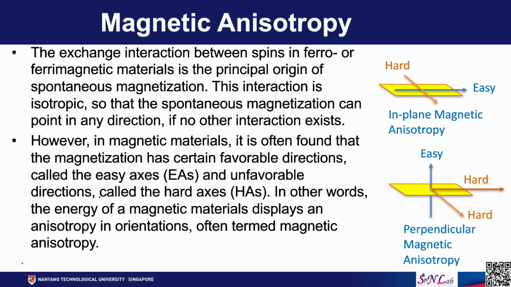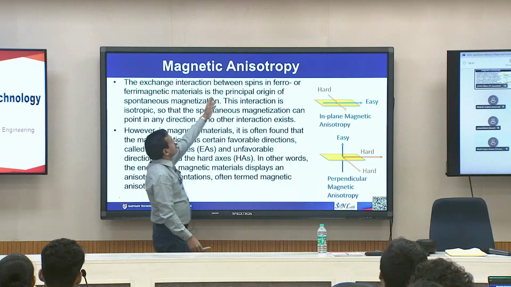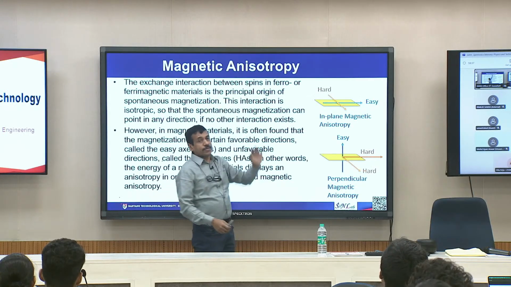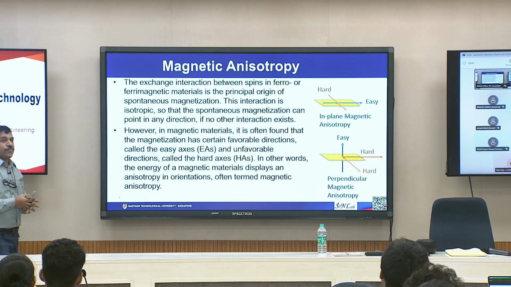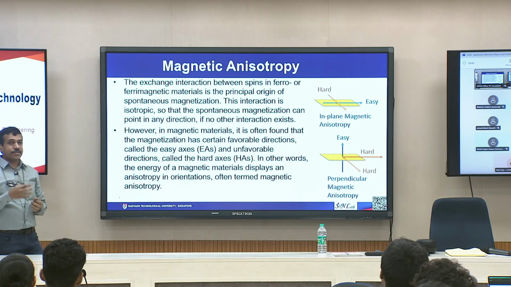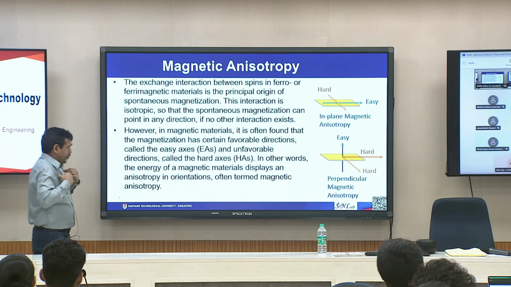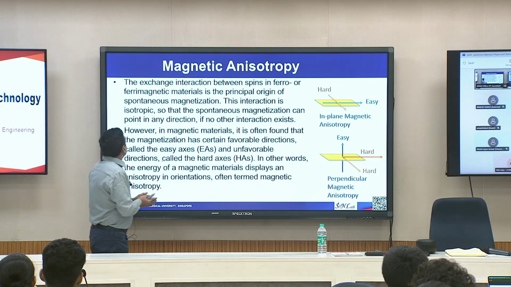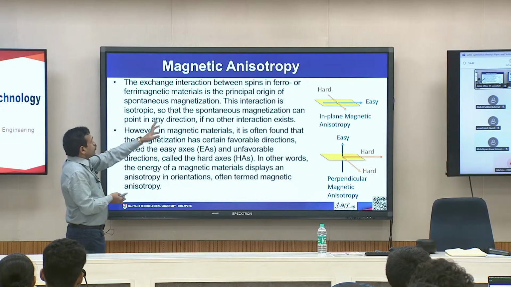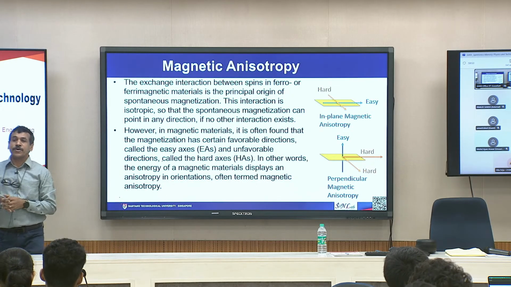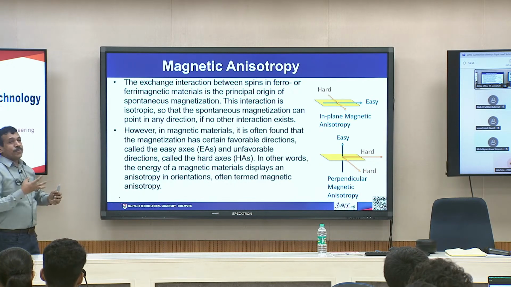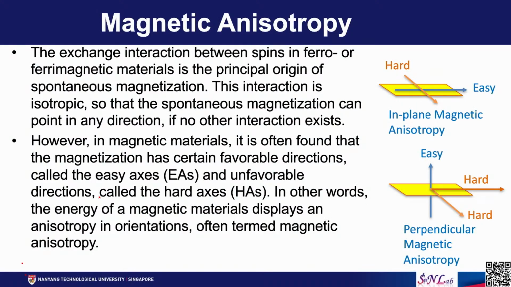When we say anisotropy, it is the opposite of isotropy. Anisotropy means the property that you measure will depend on the direction in which you measure. So, when we talk about magnetic anisotropy, we are talking about the magnetic property being different depending on the direction in which you measure.